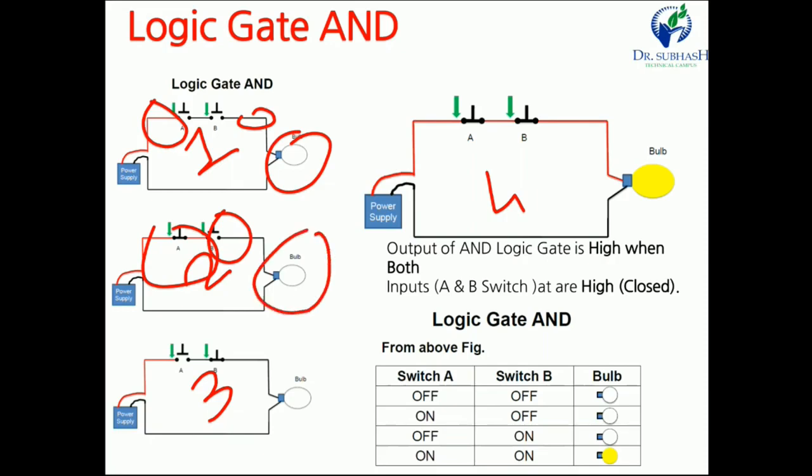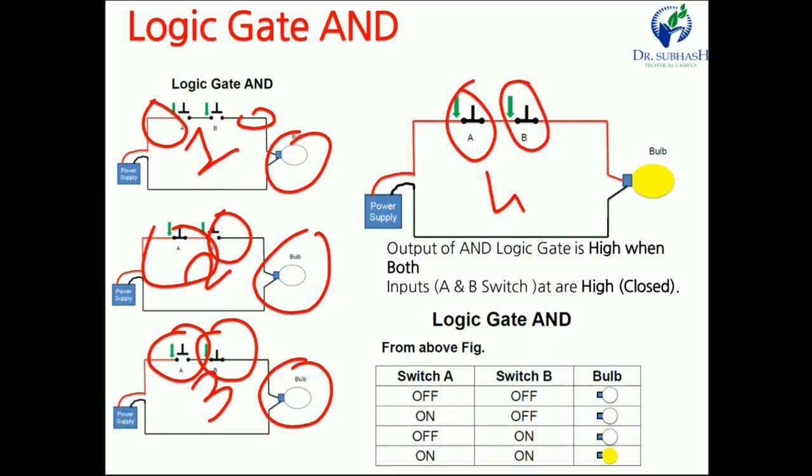Then in the third position, switch A is off and switch B is on. In this condition also the bulb is in the off state. But in the fourth state, whenever switch A and switch B are both on, because these switches are connected in series, the current will flow from the supply to the bulb and the bulb becomes on. This yellow mark indicates the bulb is on.